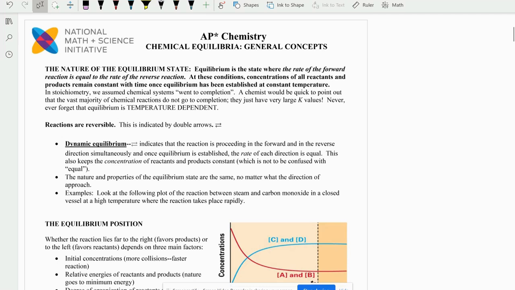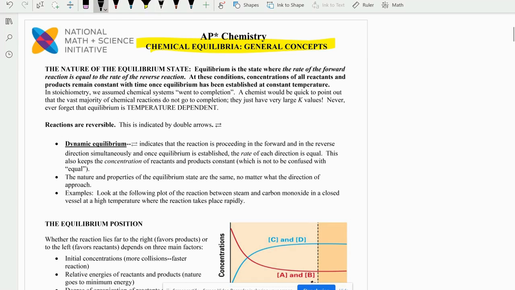So chemical equilibrium, this is by far one of the most important concepts in our course outline for AP Chemistry. You're guaranteed to see multiple choice questions and at least one FRQ relating to equilibrium.